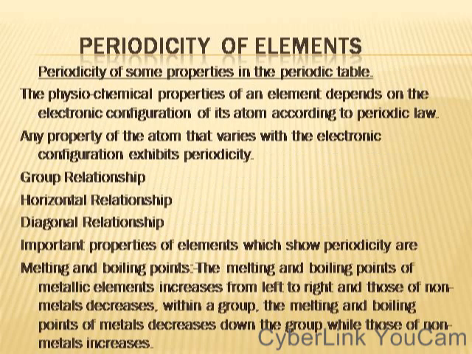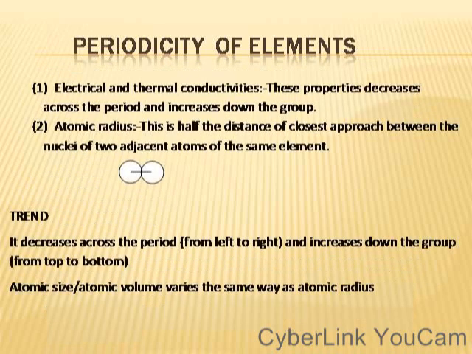Let's go back to periodicity of elements now. We want to look at these important properties that show periodicity of elements. Among them is the melting and boiling point. The melting and boiling point of metallic elements increases from left to right, and those of the non-metal decreases. Within a group, the melting and boiling point of metal decreases down the group, while those of the non-metal increases down the group.